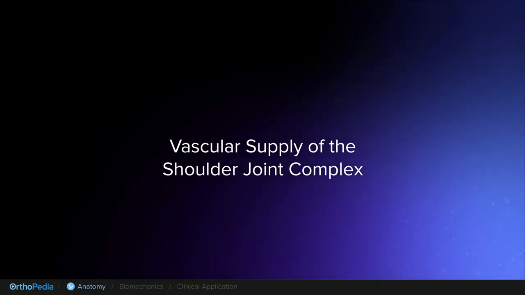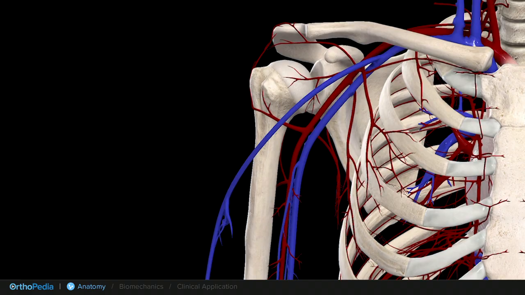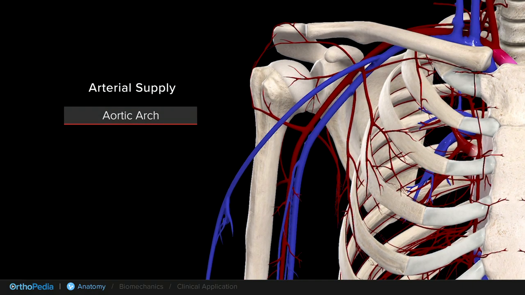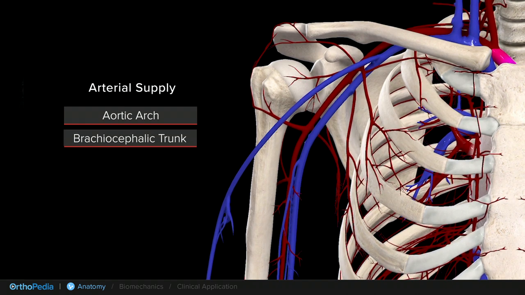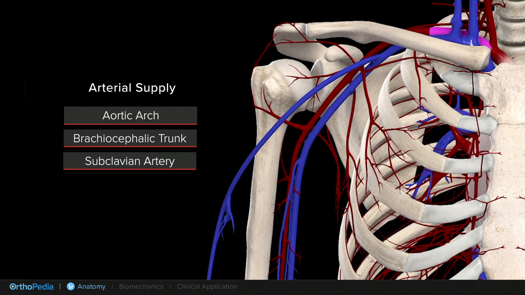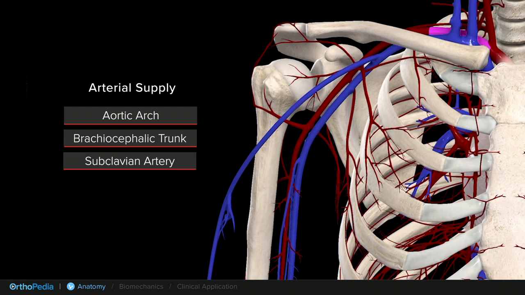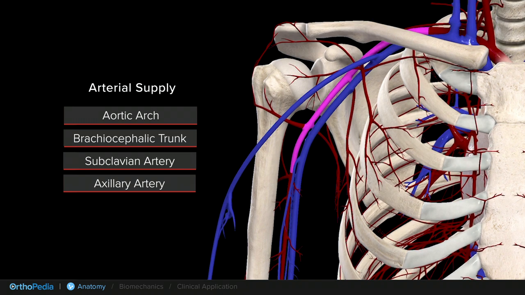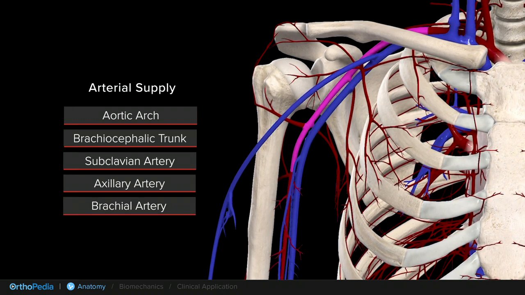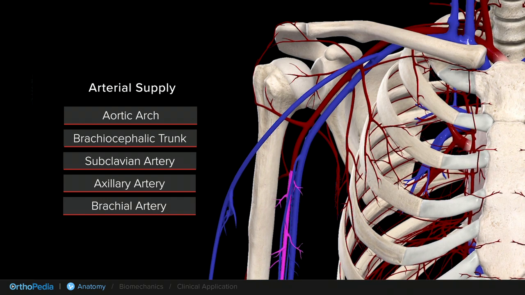As a brief overview of the vascular supply pertaining to the shoulder joint complex, arterial supply begins through the aortic arch and into the brachiocephalic trunk, then continues through the subclavian artery, then the axillary artery, and further distally into the brachial artery.